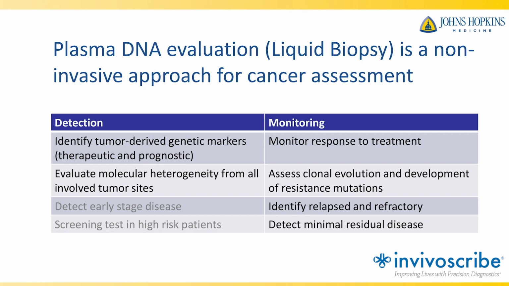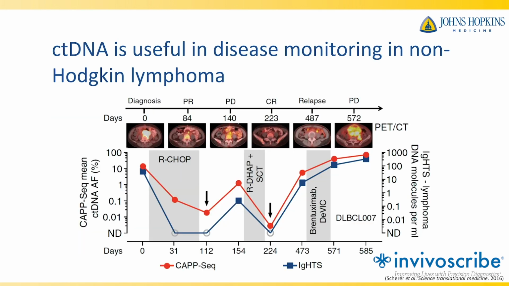And I put in gray the two categories at the bottom, the detection of early stage disease and the screening of high-risk populations, because while these are very active areas of study on the research side, they remain controversial in terms of when and where we can apply this, and I will get into that. And funny enough, it's the exact topic of my talk today. So what I will talk about, which is less controversial, is the use of ctDNA in terms of monitoring.